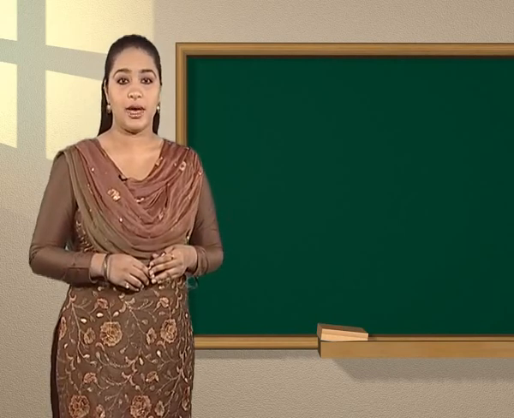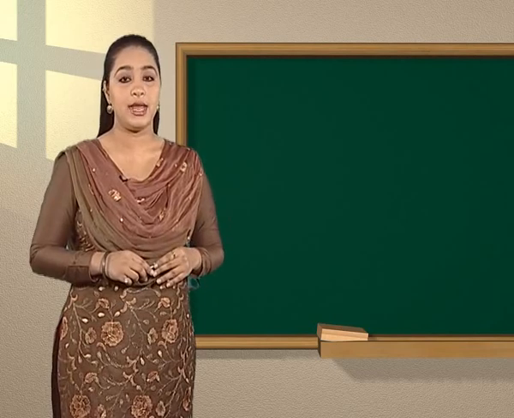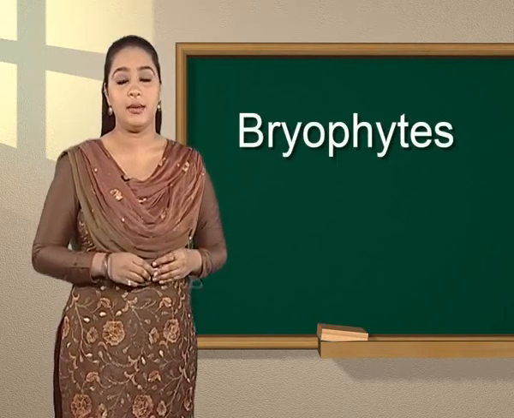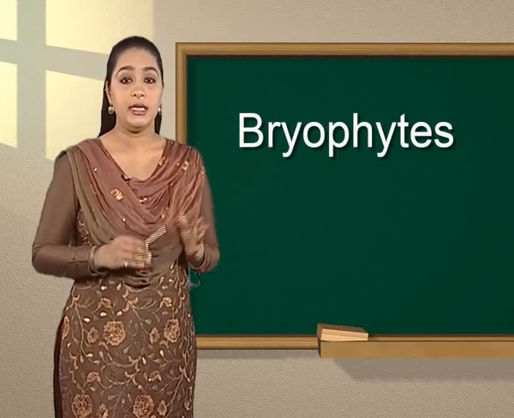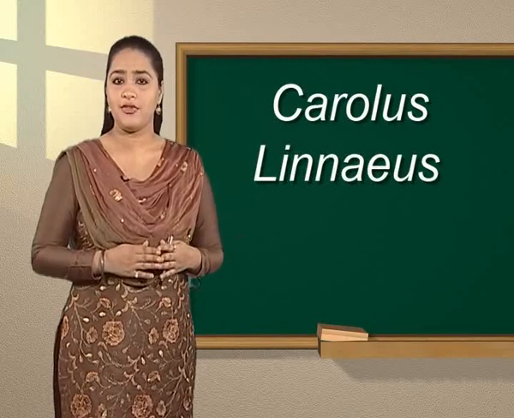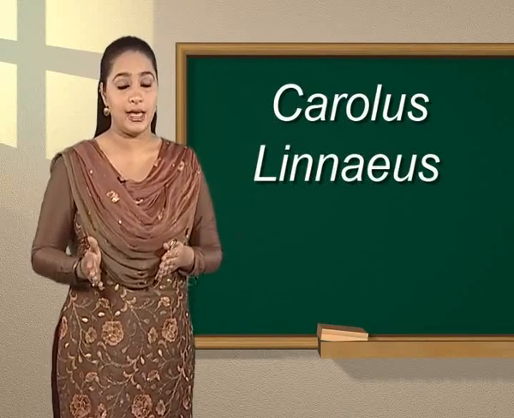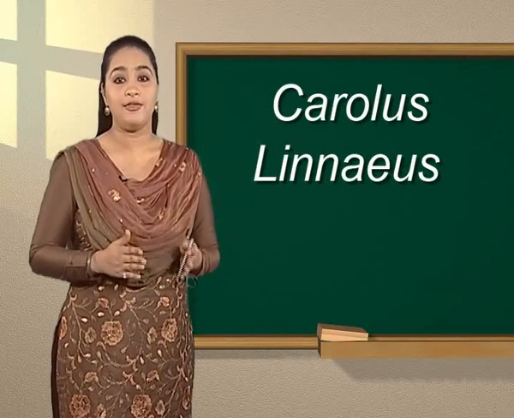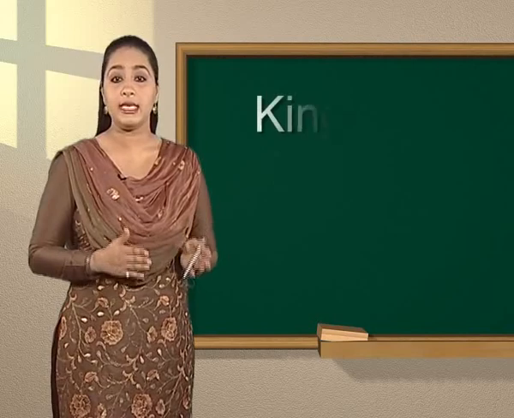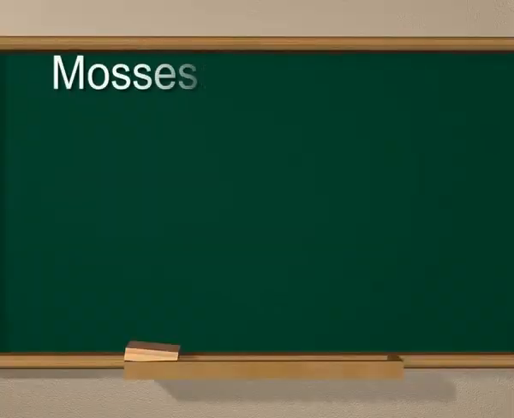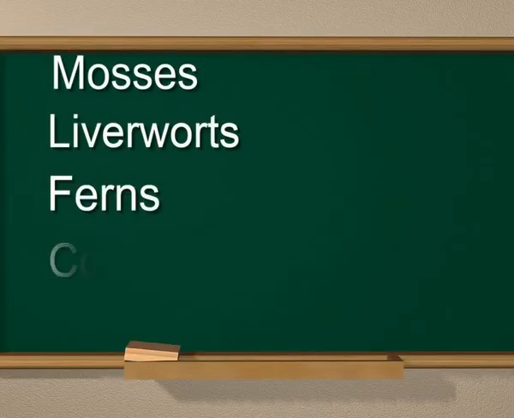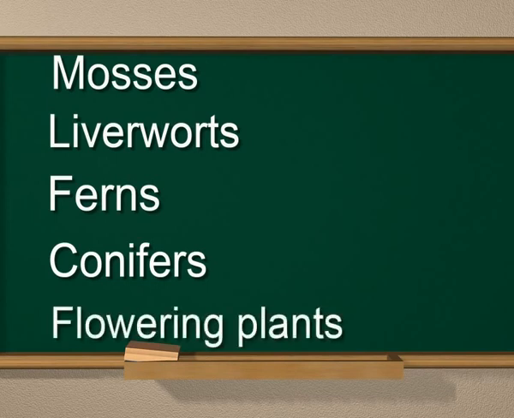Hello students, I welcome you all to today's lesson, which is about the oldest land plants on earth, known as bryophytes. At any one time, there are millions of different kinds of plants and animals in the world. In 1753, a Swedish scientist, Carolus Linnaeus, thought of an orderly system of classifying plants and animals. Plants are the very foundation of life on earth. The kingdom Plantae includes an amazing range of diverse land plants such as mosses, liverworts, ferns, conifers, flowering plants, and so on.